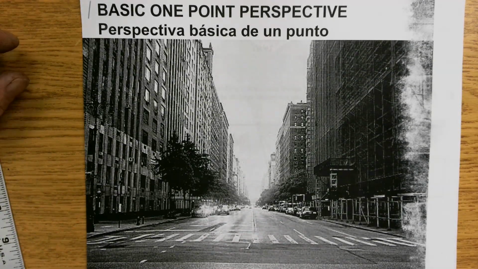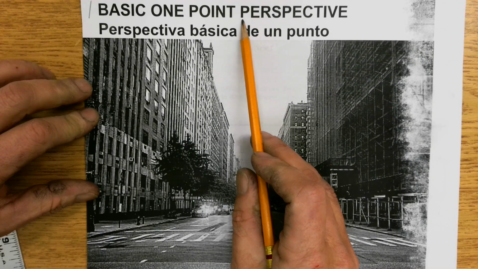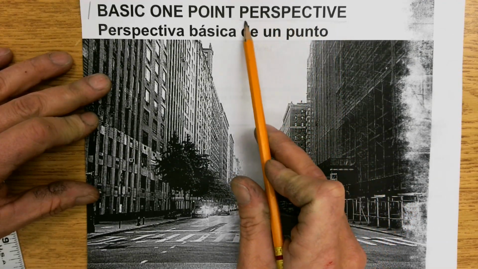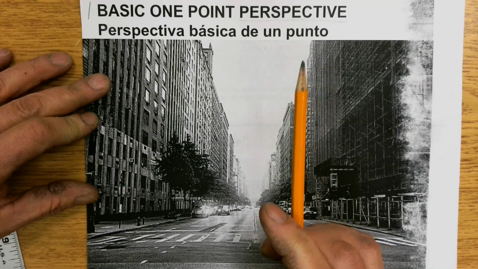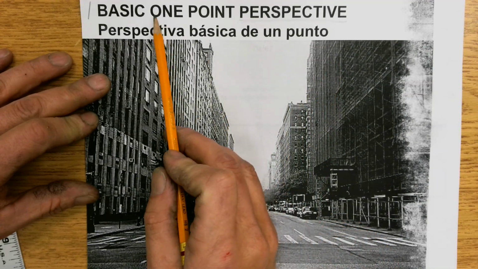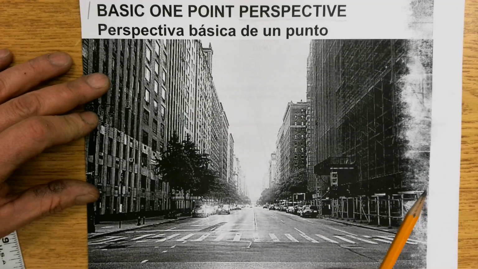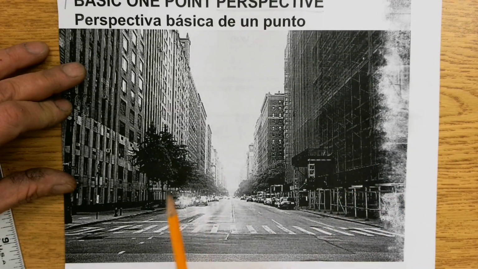Okay, kids, so for today's activity, we're going to get a little introduction to something called perspective. Perspective is the way our eyes see things. Okay, and in this case, this is called one-point perspective. And the reason that this is called one-point perspective is because of what's happening in this picture right here.